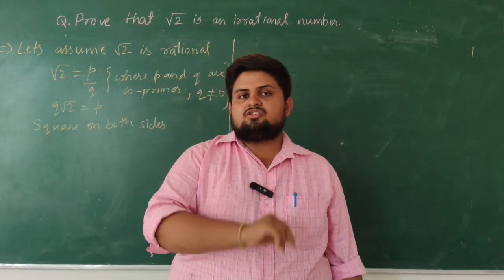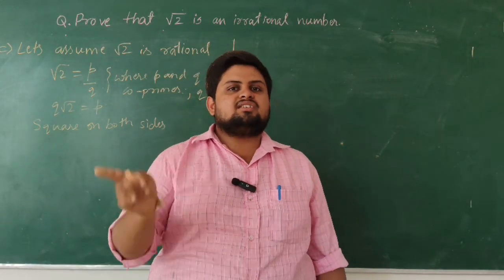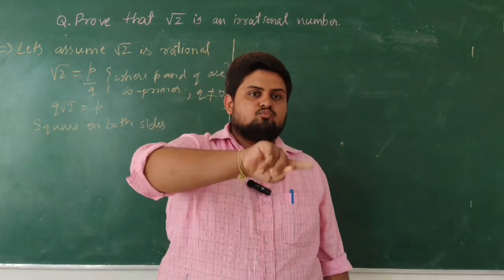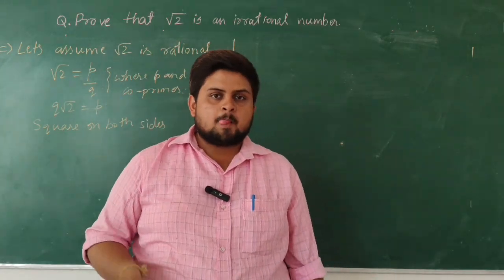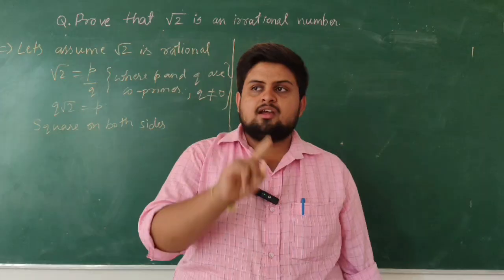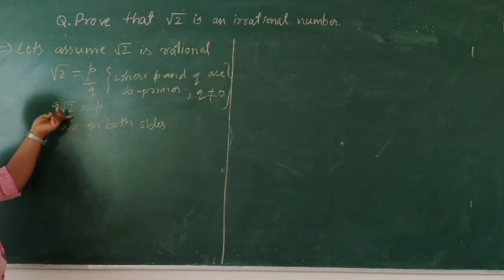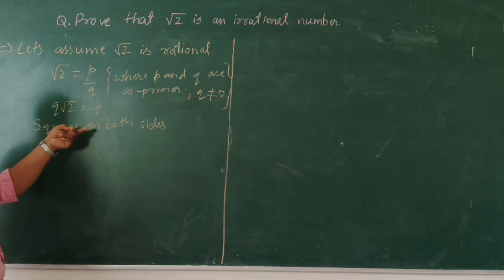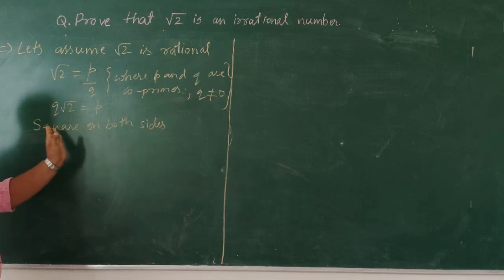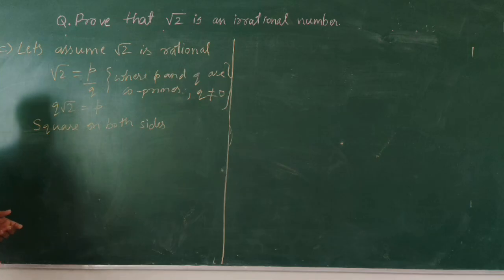So this is a rule while solving equations which says if you are applying the same operation with the same number on both sides, the equation will not get disturbed. The equation will still remain balanced. So here we are having LHS Q root 2 is equal to P. I am squaring on both sides. I am doing the same operation, that is squaring on both sides.